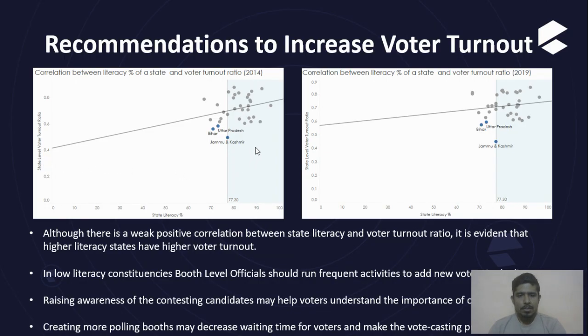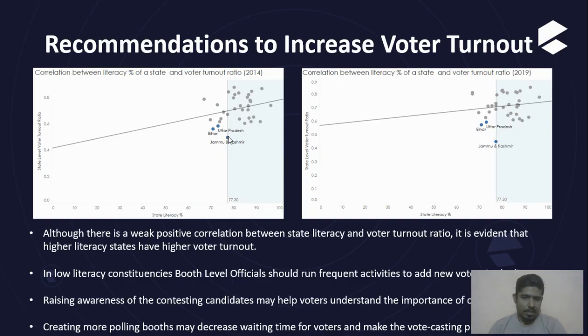And there are a total of 33 dots in the 2014 scatter plot, and a total of 36 dots in the 2019 scatter plot. Why is there only 33? Because three states were non-existent in 2014. Each dot represents a state here. So in 2014 there are a total of 33 states, so there are 33 dots here.